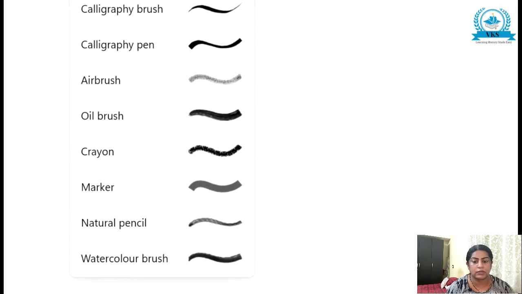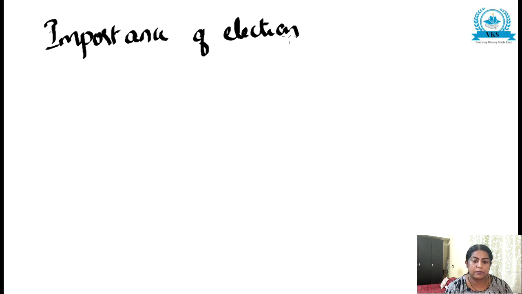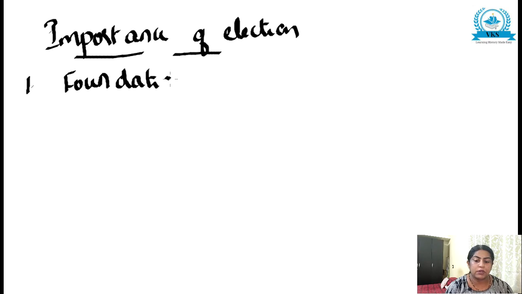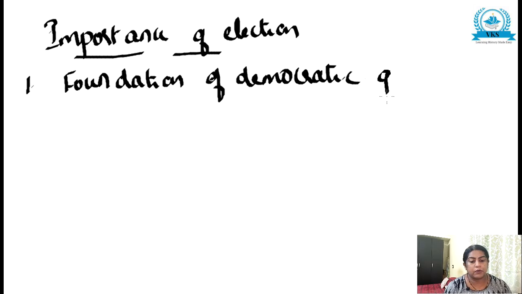The next topic is regarding the importance of election. Why are elections important for a democracy? So let us see the topic, importance of election. The first importance: election is a foundation of a democratic government. In order to establish a democratic government, election is necessary. So it is the foundation.